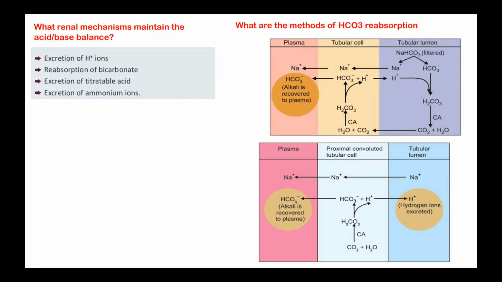Any idea? That you take sodium back into the plasma and excrete the hydrogen ion, you require a different type of protein, which is called a different pump. Whereas here you take the sodium as well as bicarbonate back together, this is called a different pump. Any name for that protein pump that is present in the kidney?